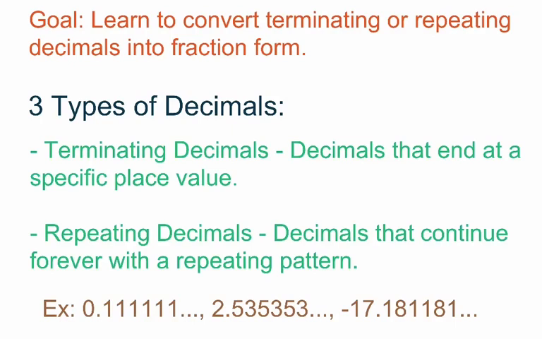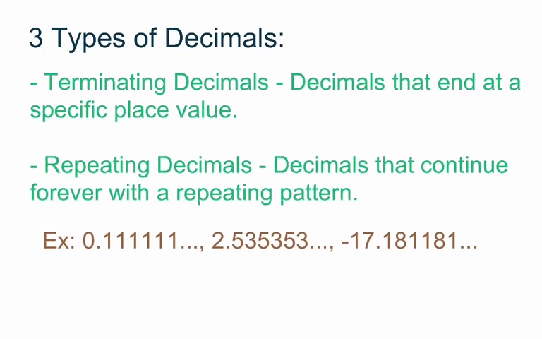So for example, we have 0.1111111, we have 2.535353, and then we also have negative 17.181181. Okay? Now, oftentimes when we see those specific types of repeating decimals written that way, that's one way of writing them. We can also write them another way as well.